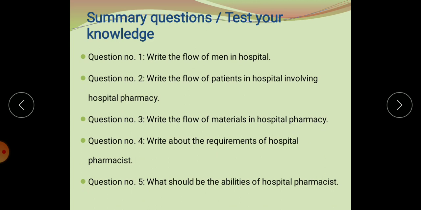So this is all about today's lecture. Read these total points very thoroughly, like the flow of men in a hospital, flow of patients in a hospital, flow of materials, then requirement and abilities of the hospital pharmacist. This will help you to correlate with your next class, where the pharmacist requirement, floor space requirement, other equipment requirement to develop a hospital pharmacy will be discussed.